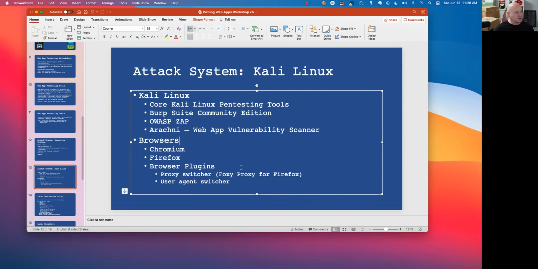And then for your browsers, it's a good idea to have a Chrome or Chromium based browser in there, as well as Firefox. And one of the things I like about Firefox for pen testing is, when you're using your proxy tools, a lot of your system proxy stuff, companies have proxies to control what websites you go to, block certain websites and stuff.